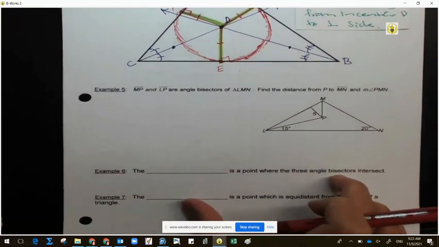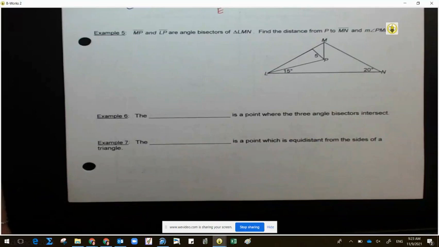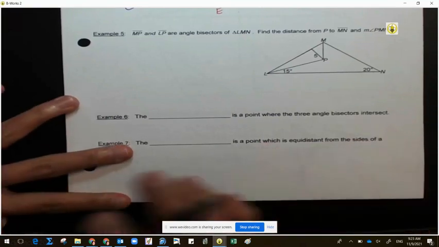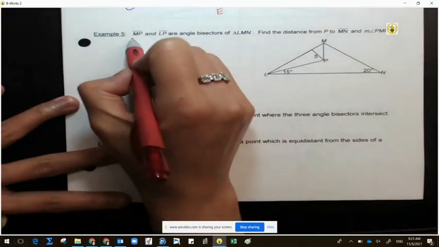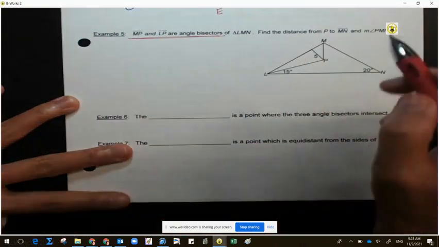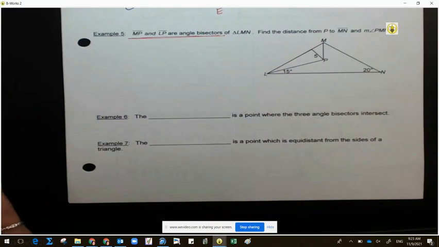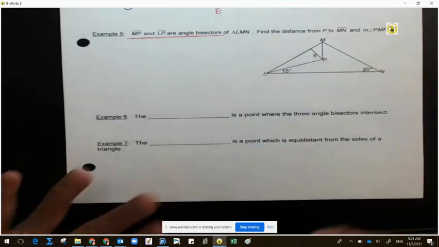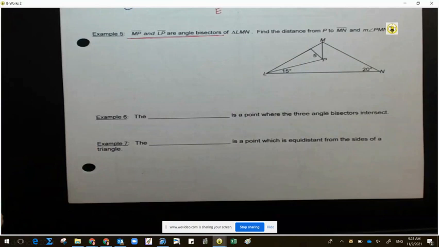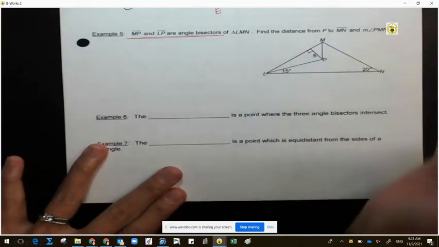All right. So on number 5, Josh, let's read. MP and LP are angle bisectors of triangle LMN. Find the distance from P to MN and the measure of angle PMN. So we have an angle bisector. So from here, we know this triangle has a distance of 5. And if y'all remember yesterday, the distance from the point to the opposite side is always perpendicular. Let's go ahead and make our perpendicular sign.